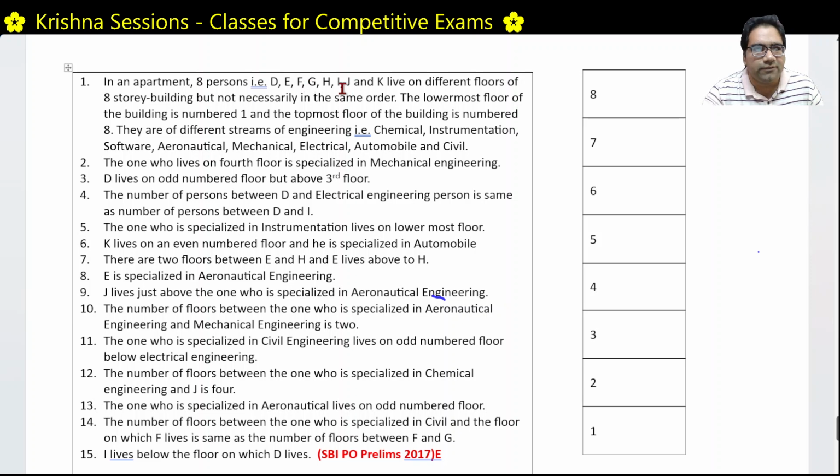Eight people are D, E, F, G, H, I, J, K on different floors of the building. The lowermost is numbered 1 and the topmost floor is numbered 8. So the building is something like this: 1, 2, 3, 4, 5, 6, 7, 8 from the bottom. There are different streams: chemical, instrumentation, software, aeronautical, 4, and mechanical, electrical, automobile, civil, another 4, 8. The one who lives on the fourth floor is specialized in mechanical engineering. Very good. So we got our first clue. This fourth one, this guy is mechanical.